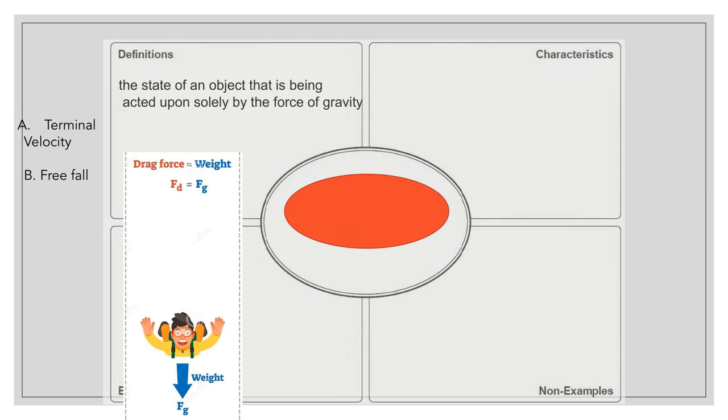The state of an object being acted on solely by the force of gravity. So this is called free fall. Free fall, you feel weightless, and there's only one force acting on it. So remember, we have drag when we get to terminal velocity, but this is free fall.